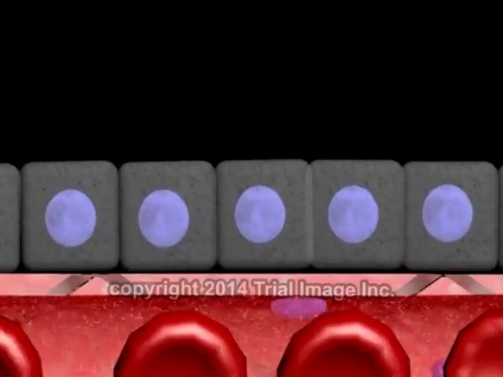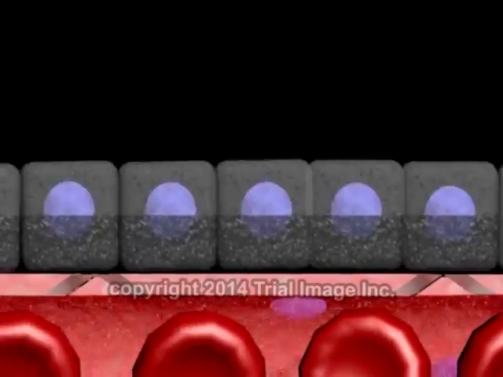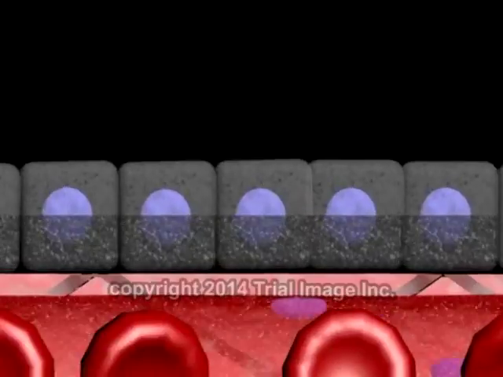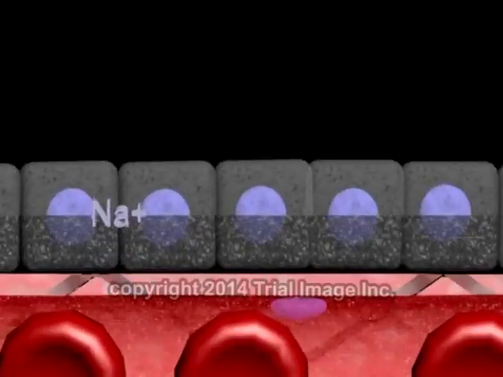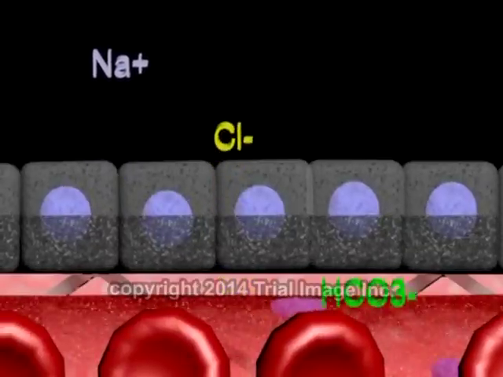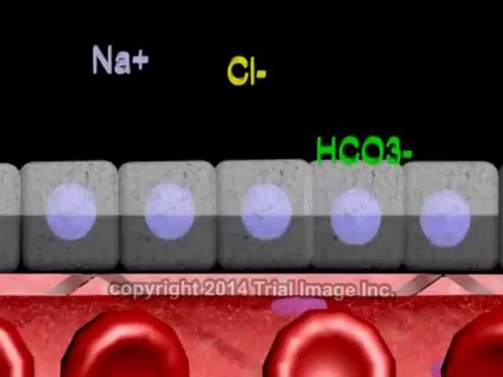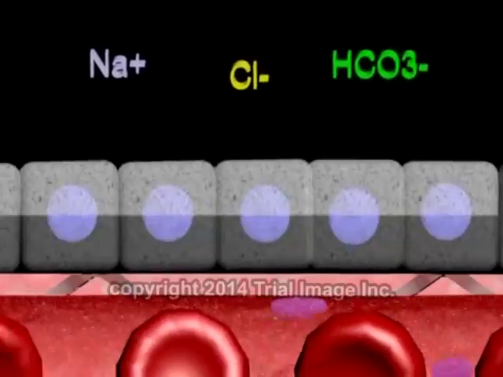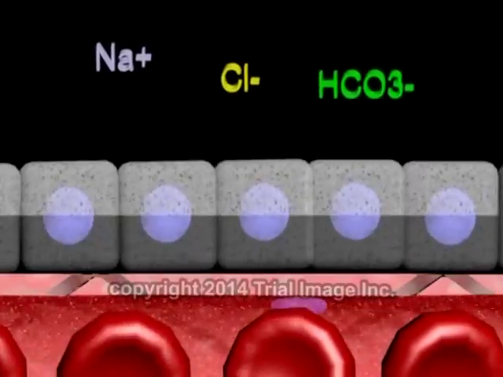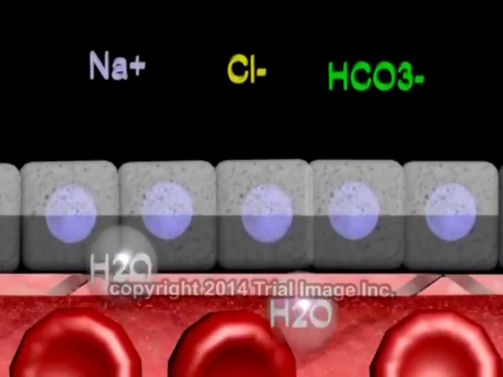The cells of the cuboidal epithelium are highly specialized and are capable of generating a polarized electrical charge across their membranes. This charge causes sodium, chloride, and bicarbonate ions to migrate from the capillary plasma into the ventricle. This ionic flow creates an osmotic gradient, which draws water molecules from the capillary plasma into the ventricle.